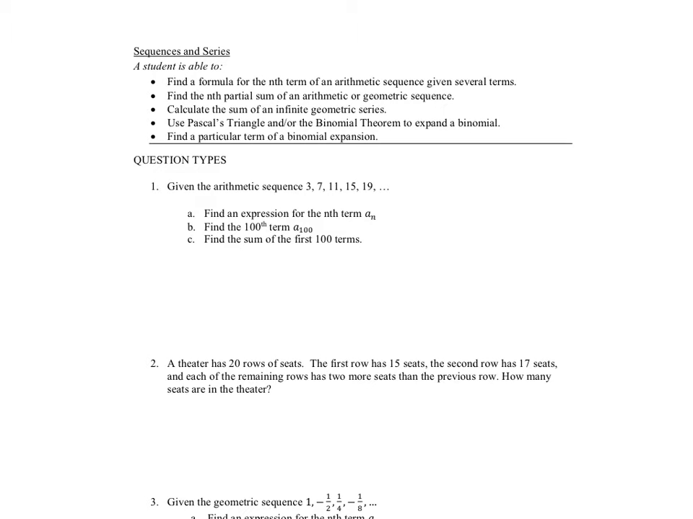Okay, this is the Final Exam Review, Unit 5. From question 1 here, it tells us that the sequence is arithmetic. So what we need to do is find an expression for the nth term. So one way you can do it is to use the formula.